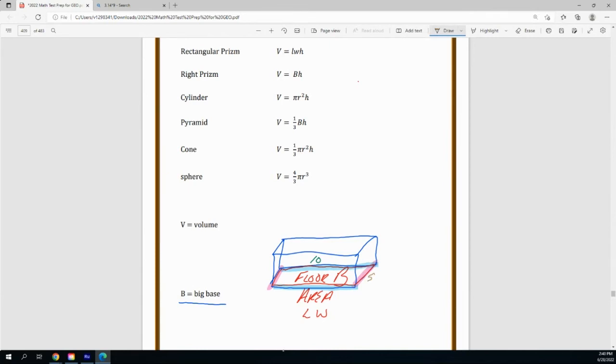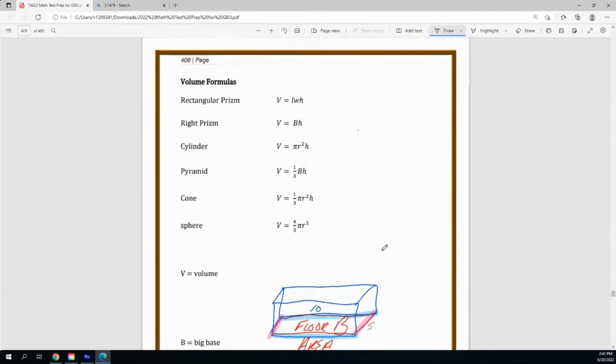Then in order to calculate big B, which is the base of this shape or the area of this floor, I'm going to do length times width because that's what the area is for a rectangle. So I'm going to do 10, which is my length, times width, which is my 5. So the big B, or the area of my floor, is equal to 50. That is big B, or area of the floor. And that's what it means to be big B. You actually calculate the floor, okay?